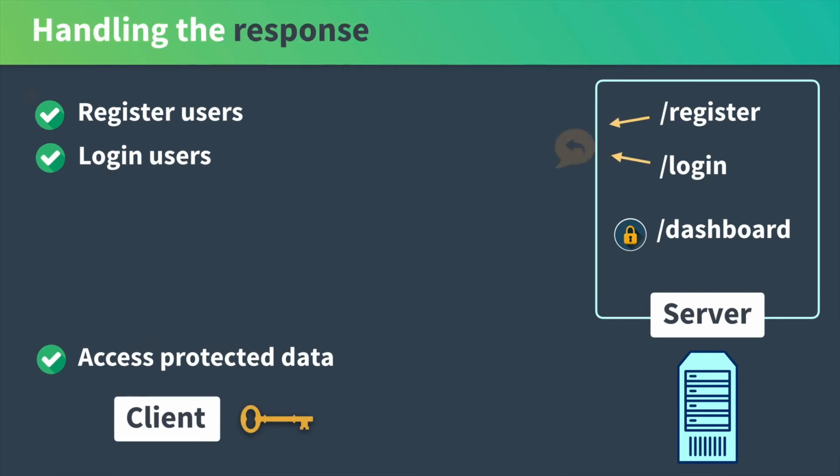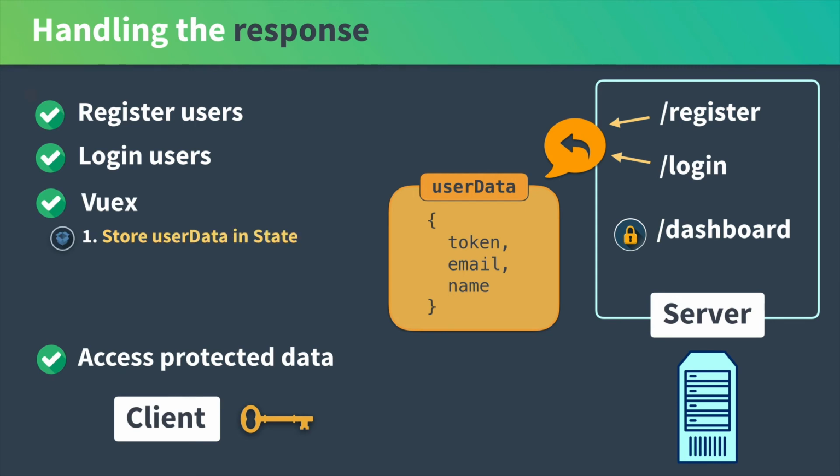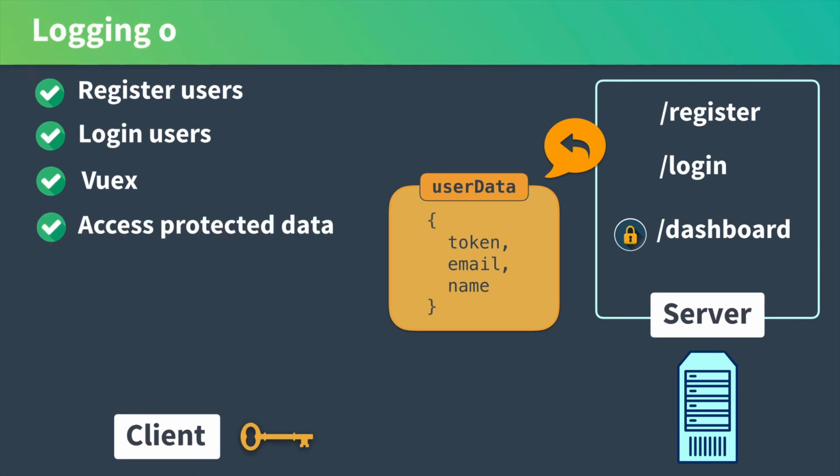Upon registering and logging in, we'll get a response from the server. And this response is user data. Like I said, it will include a token along with the user's email and name. So what do we want to do with that information? Well, we'll use Vuex to do three things. First, we'll store the user data in our Vuex state. Then we will store the user data in our local storage. This allows us to persist that data in case of a browser refresh, for example. We will then add the token to the Axios header so that we can send along a copy with our API calls. And then we need to be conscious of logging out the user, which essentially is a reversal of the steps we just looked at.